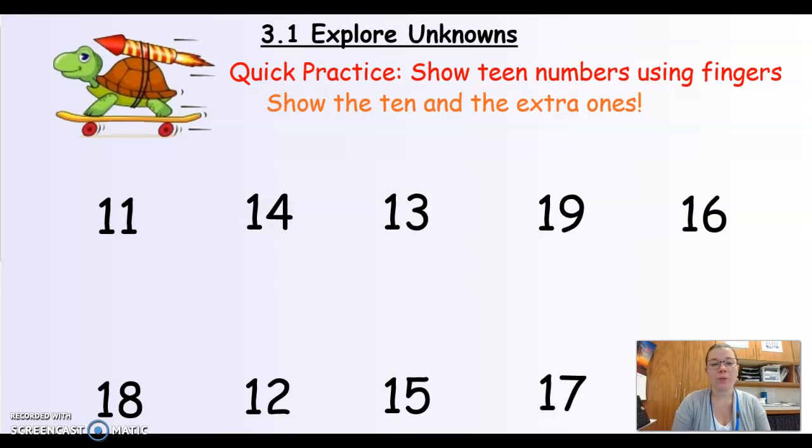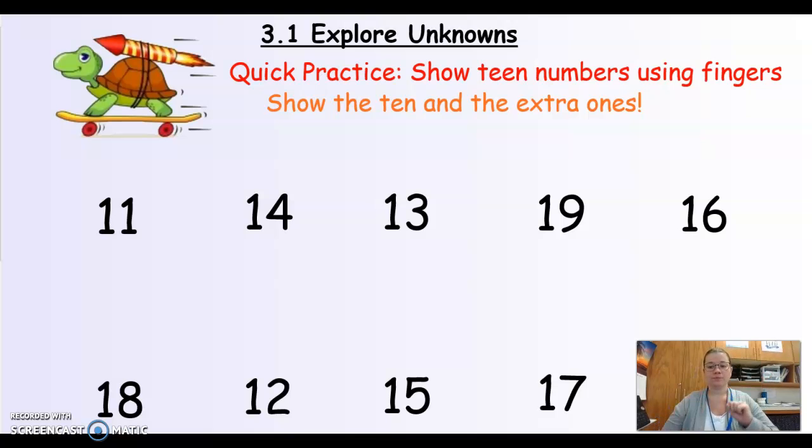Hi first graders, today we are working on a brand new unit, Unit 3.1, and we're going to be exploring unknowns today. Before we get started, I want to show you a quick practice of using teen numbers with your fingers to show the tens and the extra ones. So for example, if I wanted to show the number 11 with my hands, I would flash the 10 and then put up 1. Let's try 14.